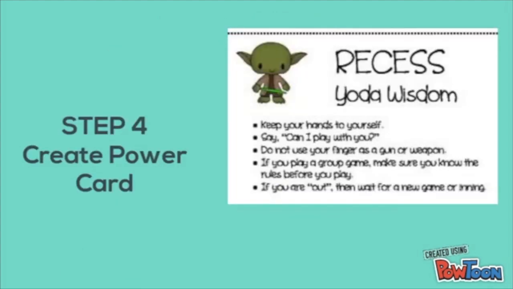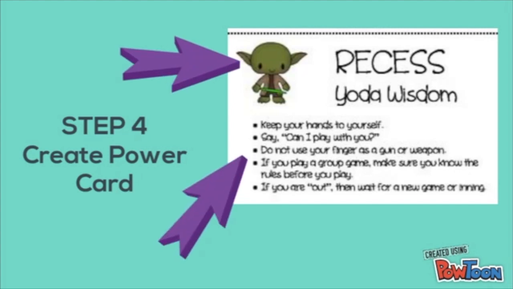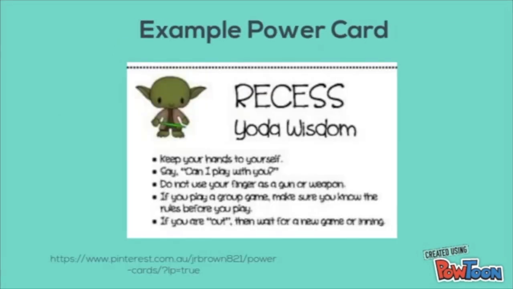Step 4. Create a power card, roughly the size of a trading card, which includes a picture of the special interest character, and the 3 to 5 steps or tips the character has for solving the problem. Like this. Recess Yoda wisdom. Keep your hands to yourself. Say, "Can I play with you?" Do not use your finger as a gun or weapon. If you play a group game, make sure you know the rules before you play. If you are out, then wait for a new game or inning.